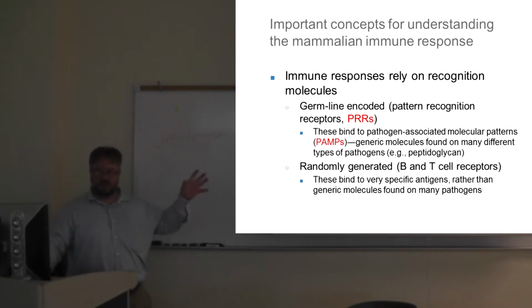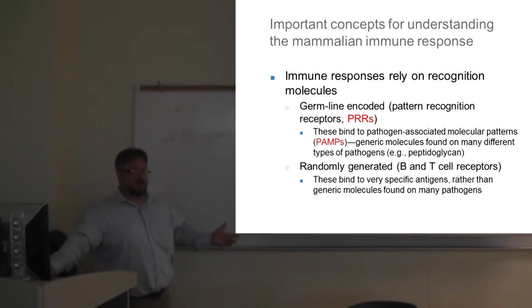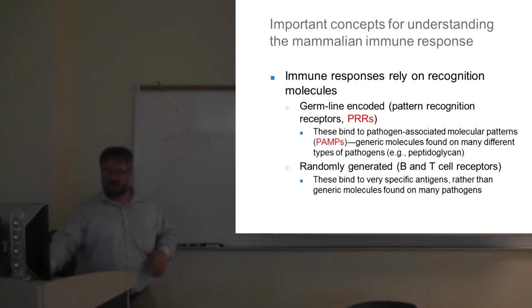We all have them. They bind to things that are common: sugars that are only expressed in bacteria, certain lipids that are only expressed in bacteria. These are things that we don't make, but lots of pathogens make them. So what we call our innate immunity against pathogens consists of these PRRs that recognize PAMPs.